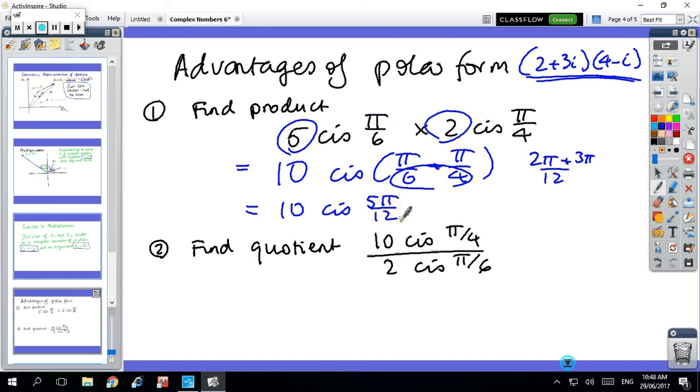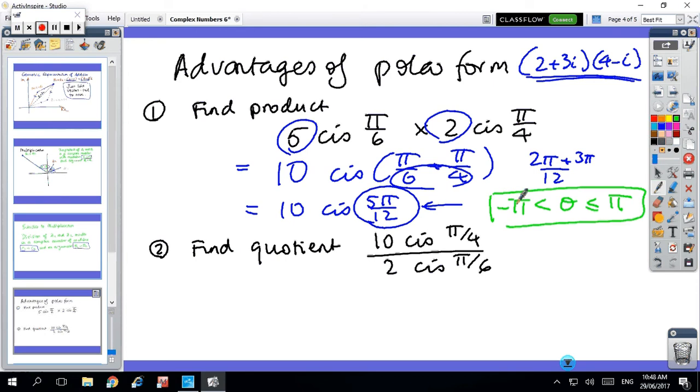Now the only thing you have to worry about is that when you add those arguments, you've got to stay in the range. If this number goes outside, if it goes past pi, then instead of going forward there, you actually have to go backwards to get to the same spot. So just be careful on that.